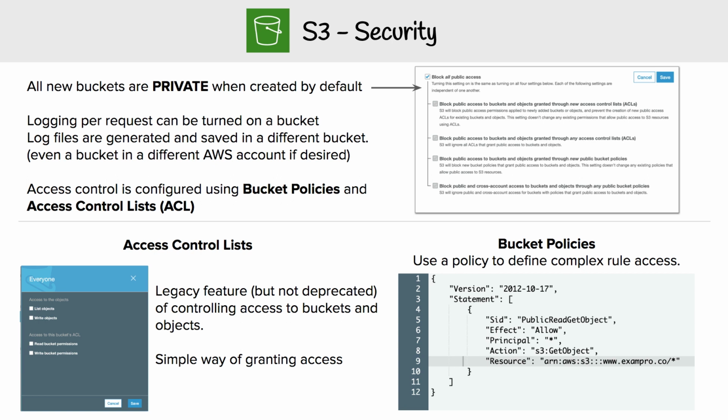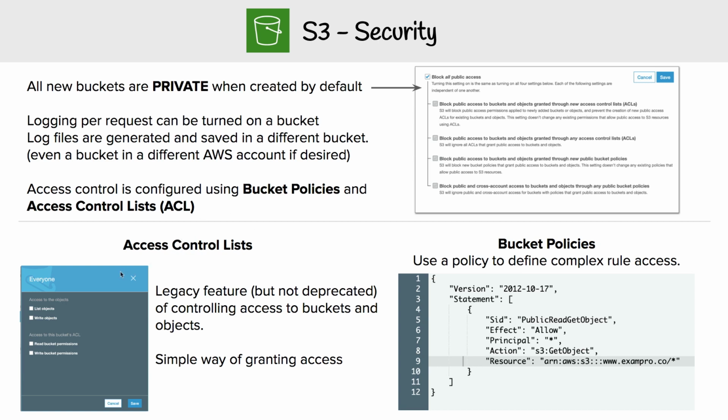Okay. Now, to control access to your objects and your buckets, you have 2 options. We have bucket policies and access control lists. So access control lists came first, before bucket policies. They are a legacy feature, but they're not deprecated. So it's not a faux pas to use them, but they're just simpler in action. And sometimes there are use cases where you might want to use them over bucket policies. And so it's just a very simple way of granting access.